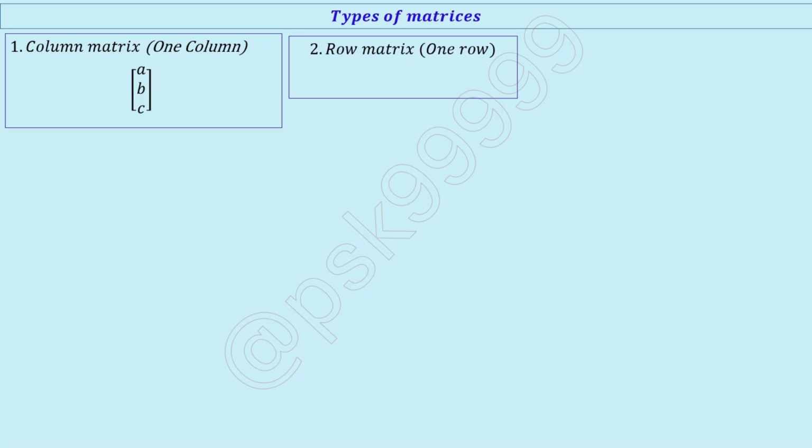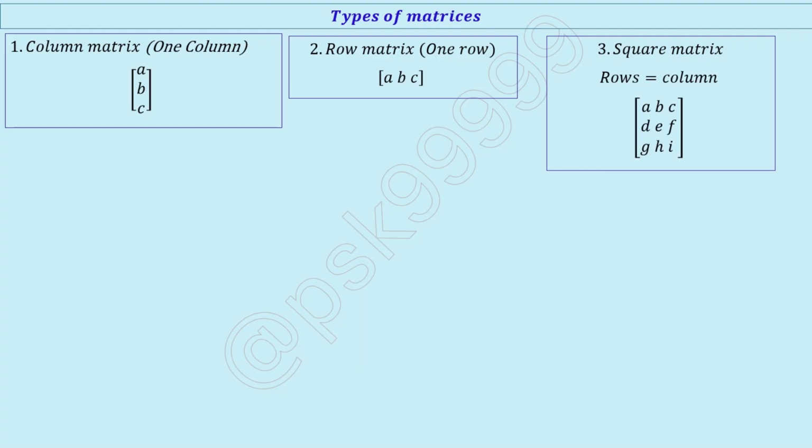Types of matrices. You can have several types of matrices. You can have a column matrix, which has only one column, something like this, A, B, C: only one column and three rows. You may have a row matrix where you have one row but multiple columns, something like this, A, B, C. And a square matrix where the number of rows equals the number of columns. This is a 3 by 3 matrix, 3 rows and 3 columns: A, B, C, D, E, F, and G, H, I.